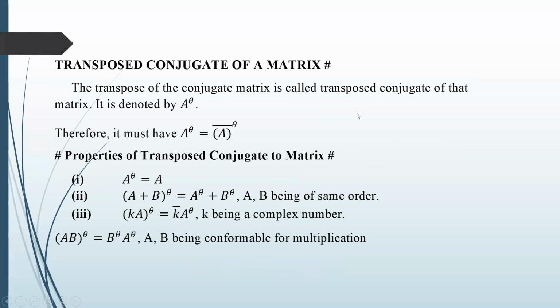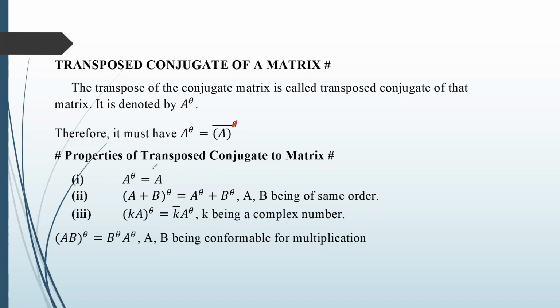Now we go for the next, transpose conjugate of a matrix. The transpose of the conjugate matrix is called the transpose conjugate of that matrix. It is denoted by this. Therefore, the transpose conjugate of A we can write as the transpose of A conjugate. It means this is the conjugate of A, then we find the transpose, to find the transpose conjugate.